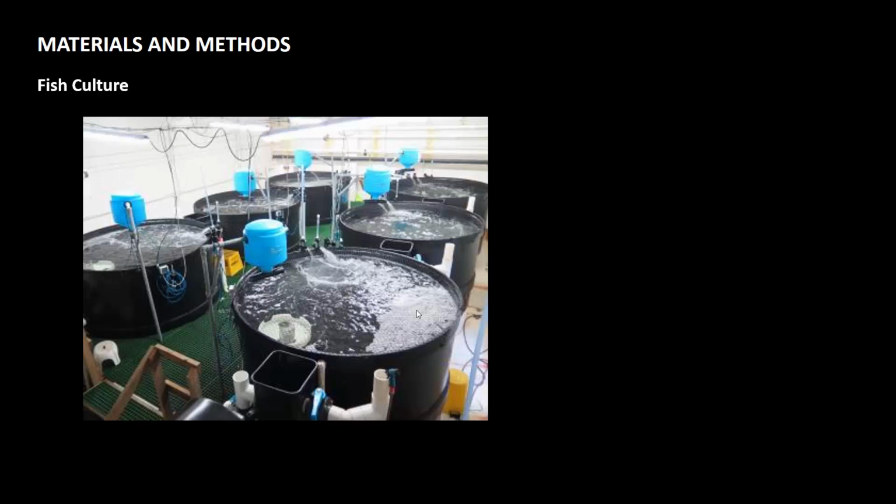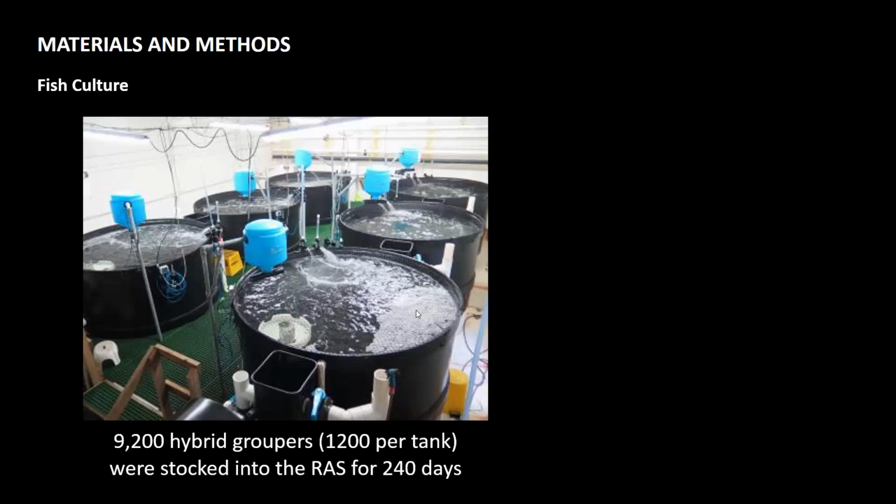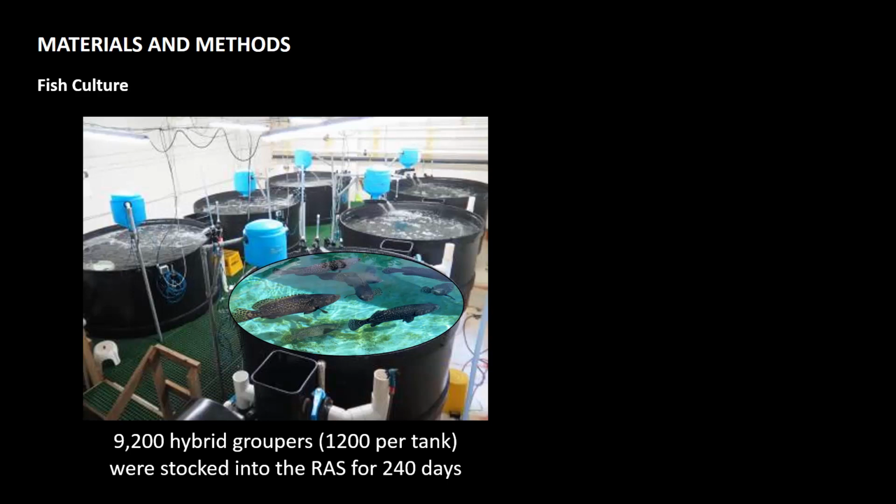Let's proceed. For the fish culture setup, we have 9,200 hybrid groupers, so 1,200 per tank. They were stocked into the RAS for 240 days, from on-growing to harvest size. The pictures I'm showing here, again, are not the actual tanks. This is only for visualization purposes. But as I have mentioned a while ago, they have a 7 meter diameter, large enough to hold 1,200 fish.